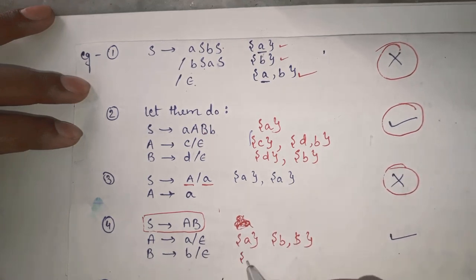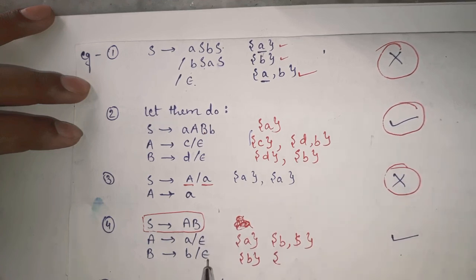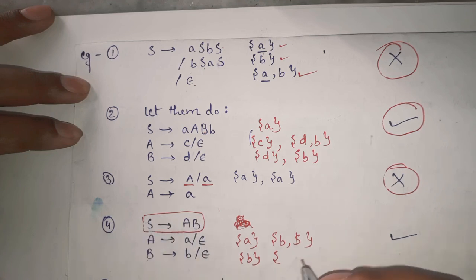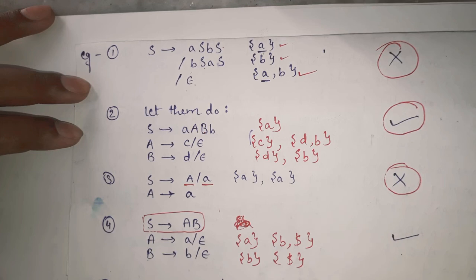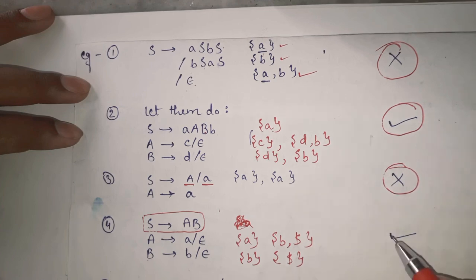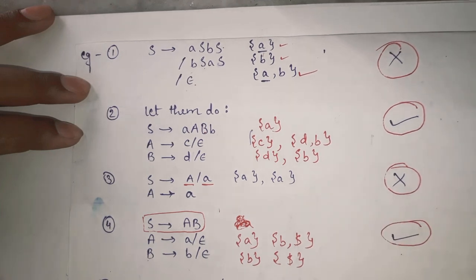B gives B will be placed inside B, and B gives null will be placed inside the follow of B. Follow of B will be follow of S, that will be dollar. So again these are B and dollar, two different columns, no collisions at all. There will be no cell in which more than one entry is there, so yes, no collision, it is LL1. So these are the four examples we have.